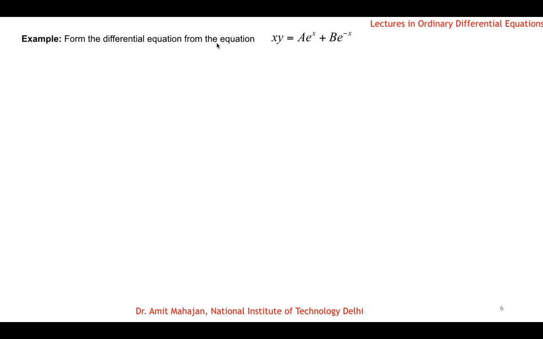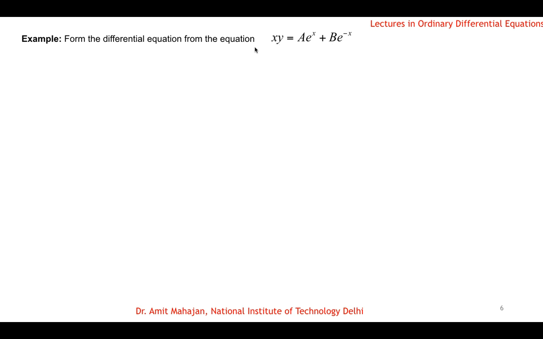Say I take another example here. Form the differential equation from the equation xy is equal to a e power x plus b e power minus x. If you look at this equation, there are two arbitrary constants a and b. So without solving we know that it will end up in a second order differential equation. Order is known. Degree we do not know, what degree we are going to get, and linearity we do not know. But order is known. So let us solve this.